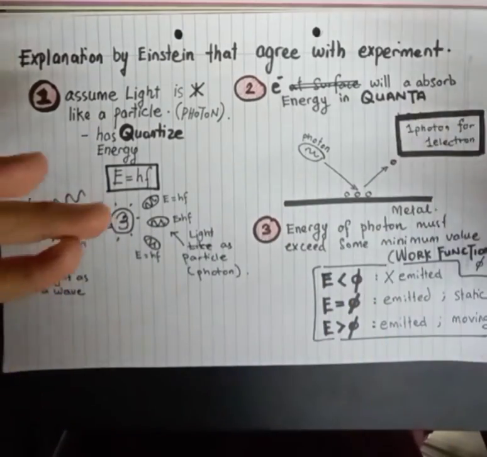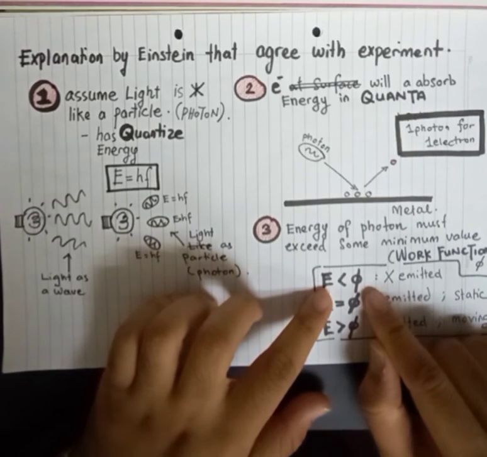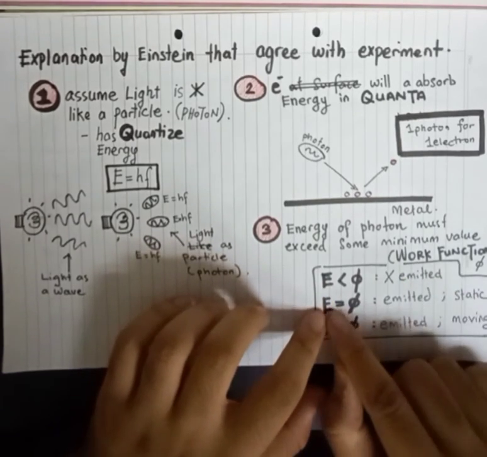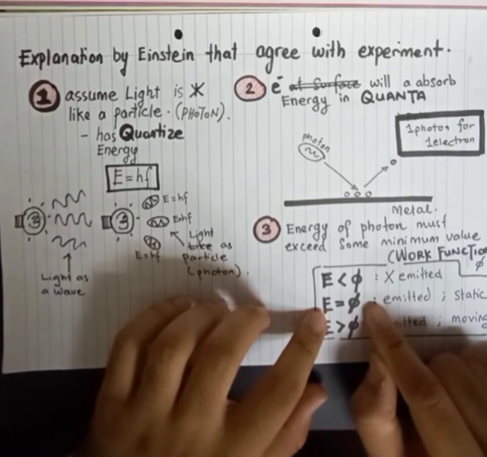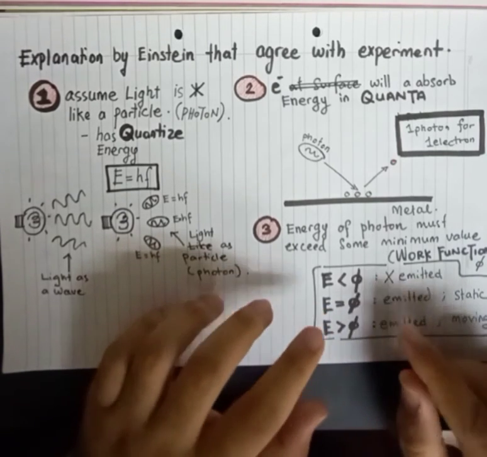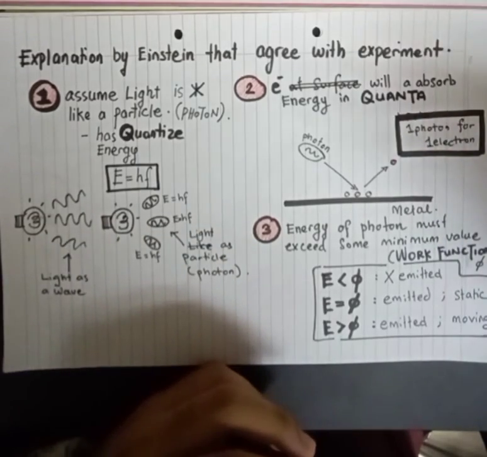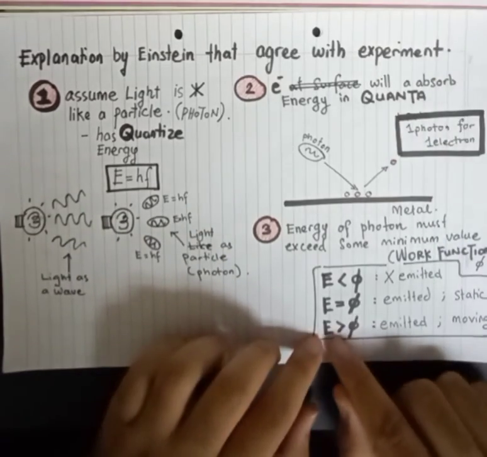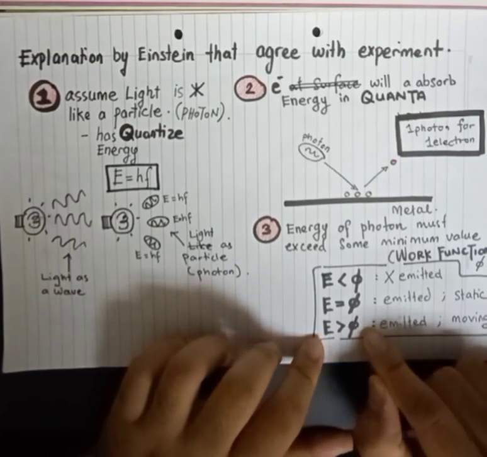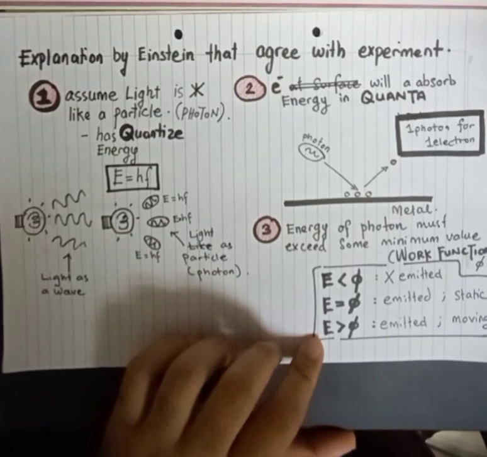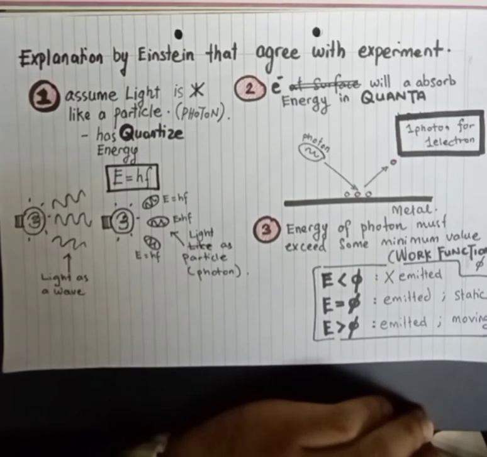So if the energy is less than the work function, what happens? The electron will not be emitted. If the energy of the photon is equal to the work function, the electron will be taken out from the metal. However, it will not move. If the energy of the photon is greater than the work function, the electron will be taken out from the metal, and then it will move with some velocity.